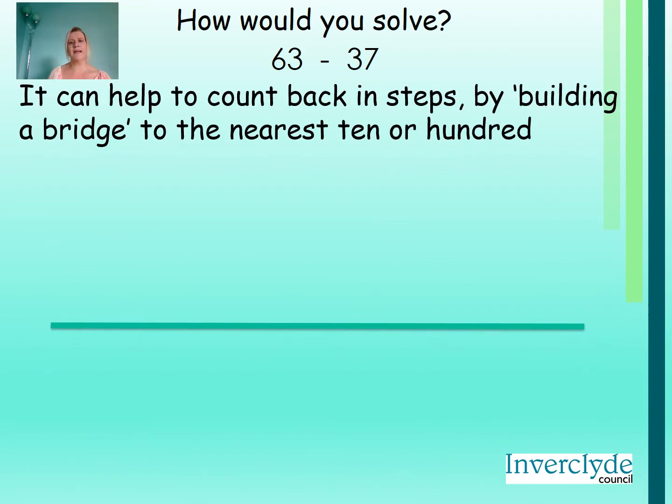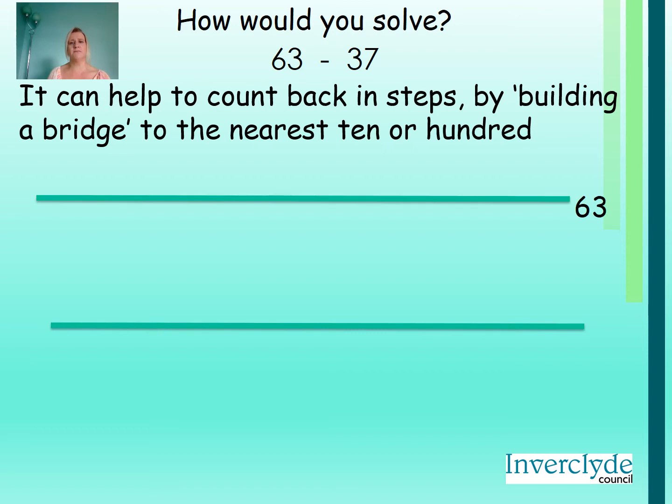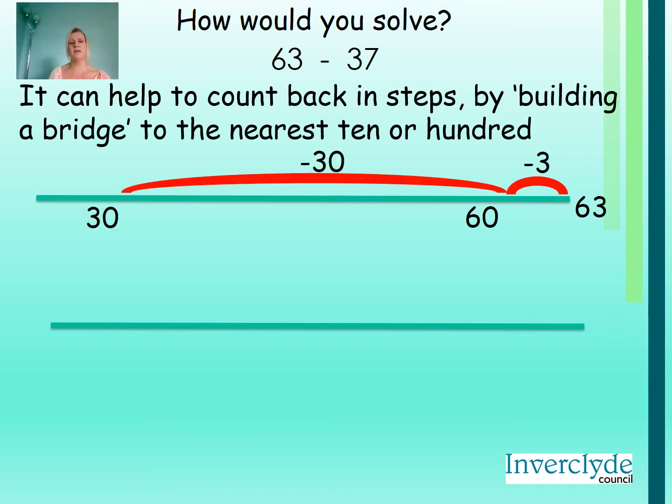It can help to count back in steps by building a bridge to the nearest 10 or 100. If I'm starting with 63, I want to try and get back to the number 60, so I need to take away 3 to get me to the number 60. I've built my bridge of 3. Then I can take away 30. That means I've taken away 33 altogether, so I still have another 4 to take away, which brings me to the answer of 26.